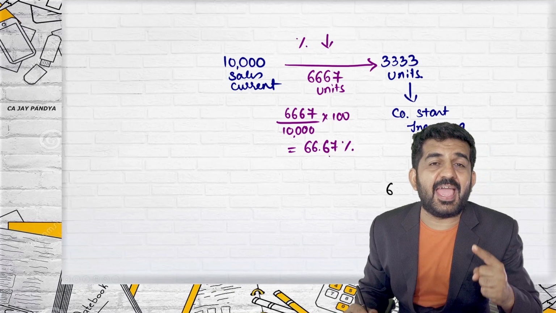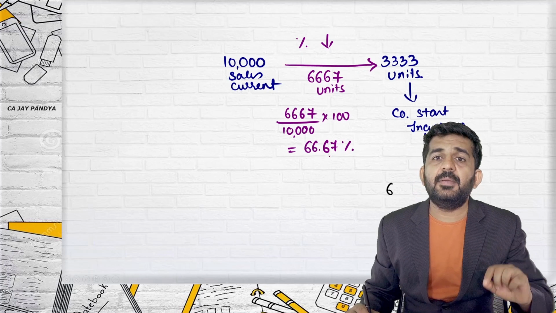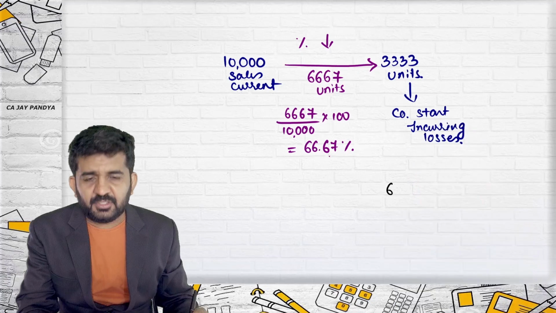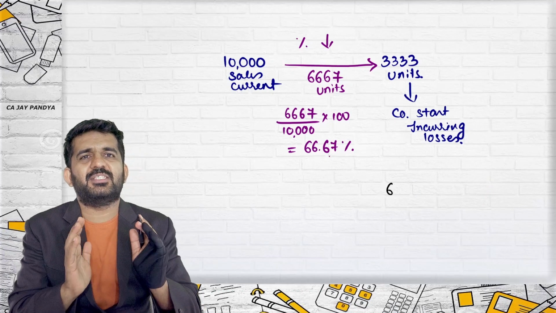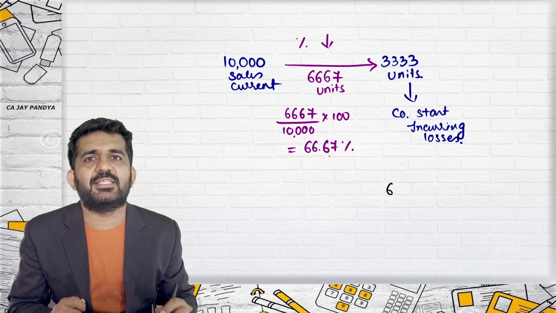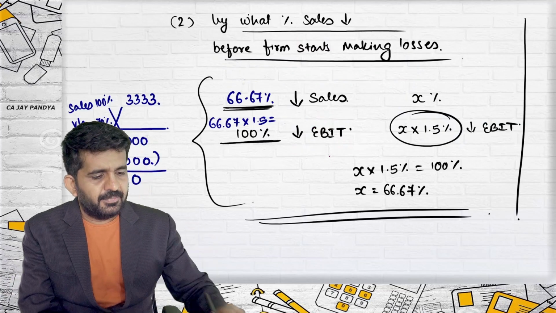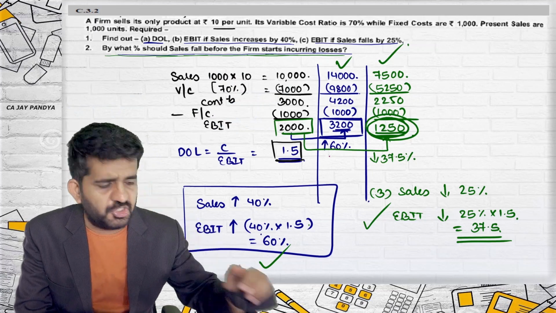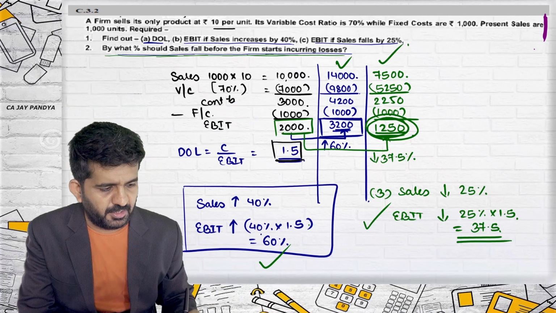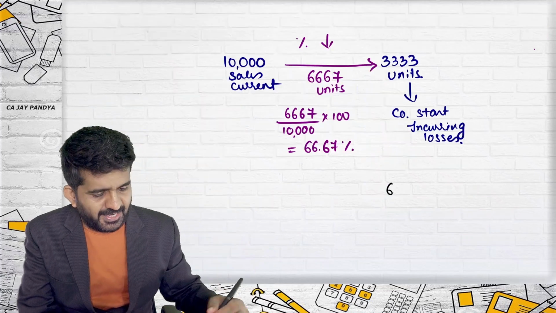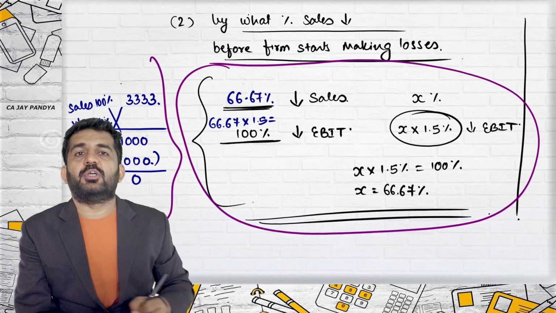If the sales exactly decrease by 66.67%, EBIT will be 0. After that, the firm will start incurring losses. So if the sales decrease by more than 66.67%, the firm will start incurring losses. This is an extremely good question for understanding. You should always revise this the day before examination, the day before prelims, and not in a full-fledged manner. This should be absolutely understood.